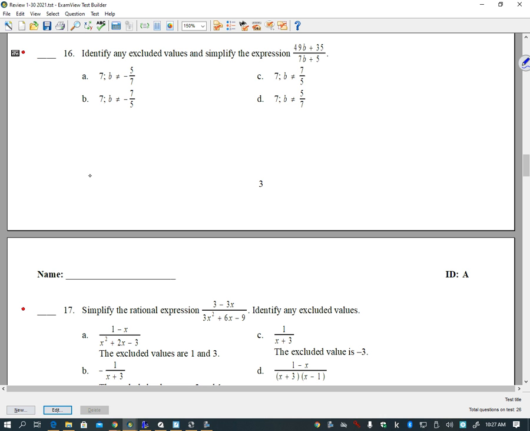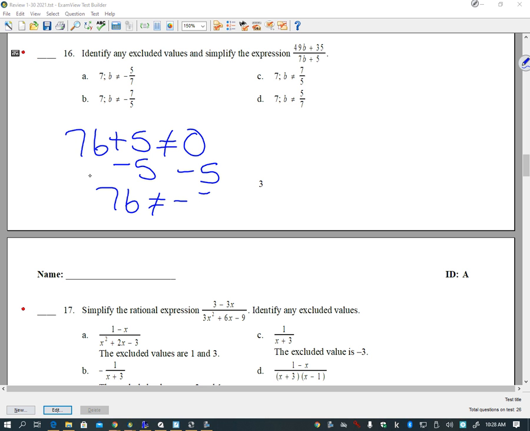So how do I find out what value for b is going to cause the denominator to equal 0? Continue to go. 7b plus 5 is not allowed to equal 0. Okay, what's your next step after that? Somebody else. Kylie, what do you do after this? Subtract 5 from both sides. So what are we saying? We're saying what? 7b cannot equal negative 5. Okay, finally, subtract 7. No, we don't subtract 7. Divide by 7. All right, so b cannot equal negative 5/7.